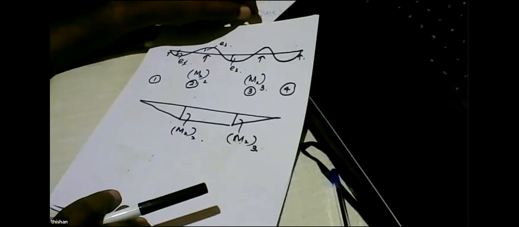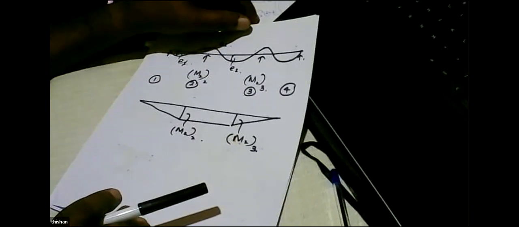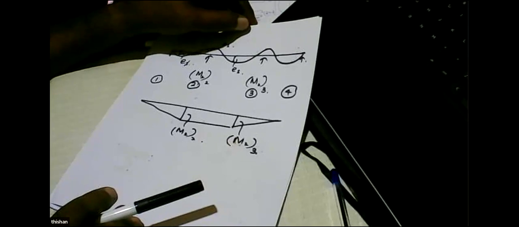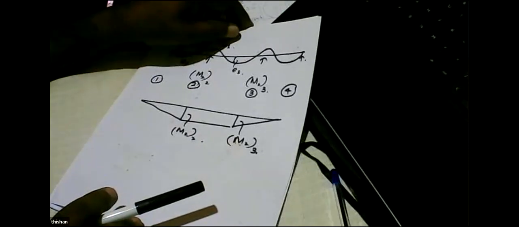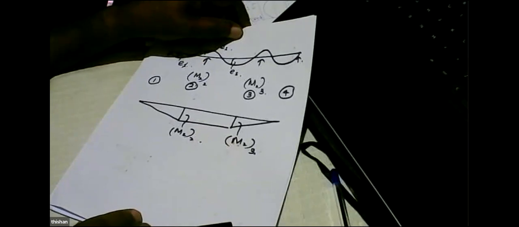They are sagging and they will have the values M2,2 here, M2,3. So these are secondary moments, and we need to find the values of these secondary moments. There are two different methods, but the method that I'm going to show you is the one that suits a computer program better. I'm going to give only the result now, but another day I'll show you how to prove it.